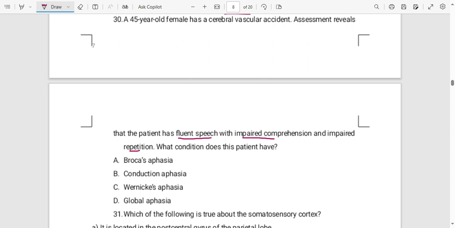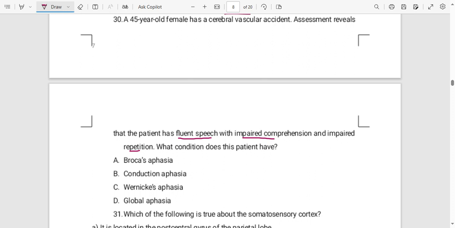Thank you so much. Wernicke's aphasia. Anyone that wants to say something about it? Why do you think it can be Wernicke's aphasia? Okay. Thank you so much. Anyone that also wants to add in something?